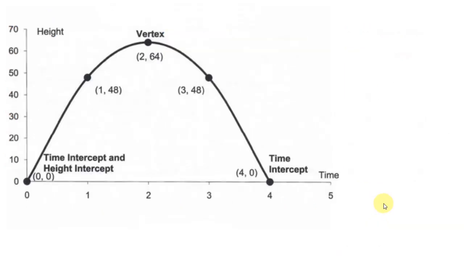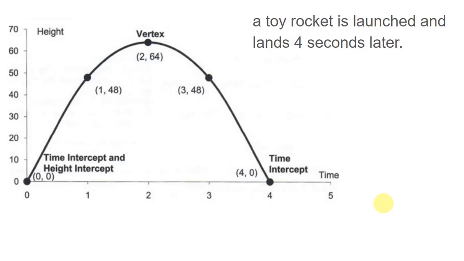In this situation, we've got a parabola, and basically, if you want, we've launched some kind of rocket, and 4 seconds later, it hits the ground. So the time along the bottom, here's the seconds, 1, 2, 3, 4 seconds, and then the height is along here. This is how high it goes. At 1 second it was 48 feet, at 2 seconds it was 64 feet, at 3 seconds it was back down to 48 feet, and then at 4 seconds it was at 0.